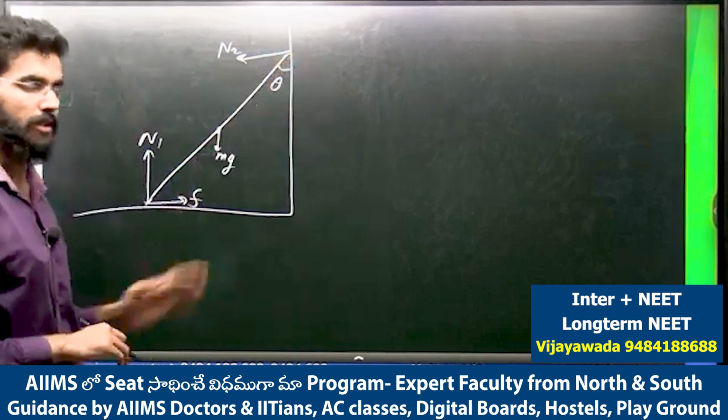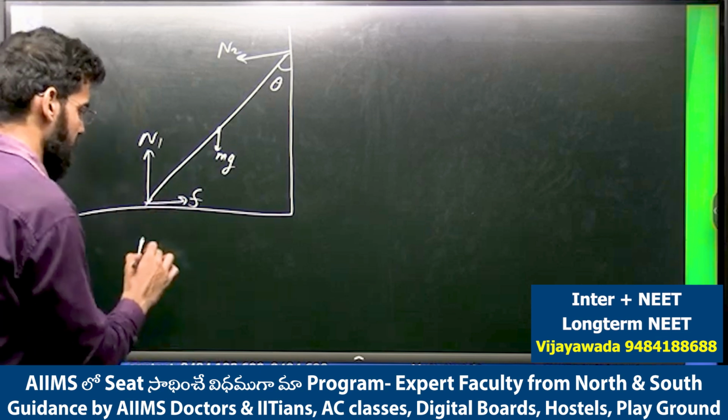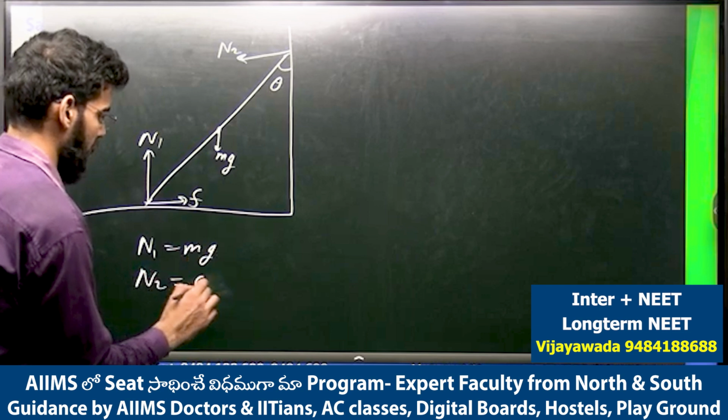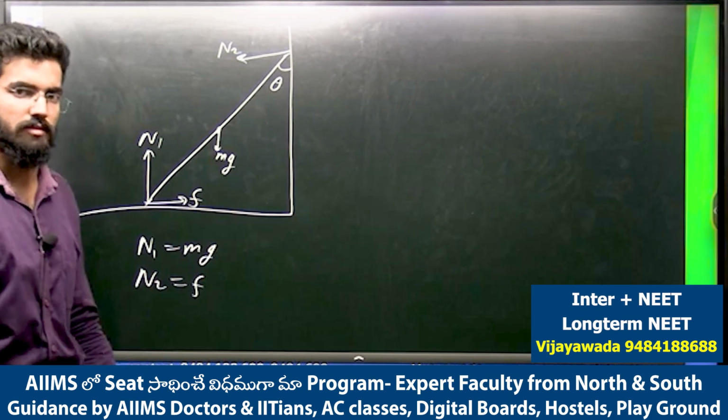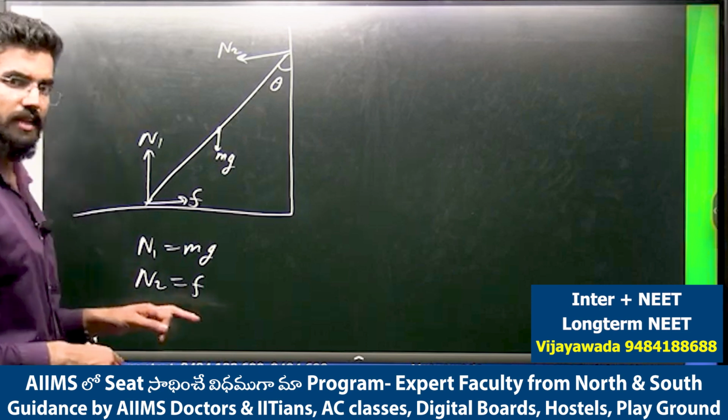There is friction here only. Now, balancing the forces easily, I can say N1 equals mg, and N2 equals friction. So if I get N2, I will get the friction. Both are equal only. Right. Now, this is balancing the forces.